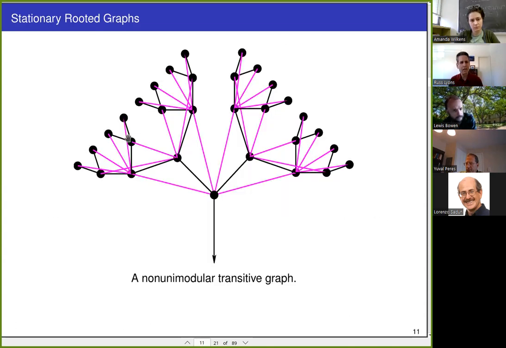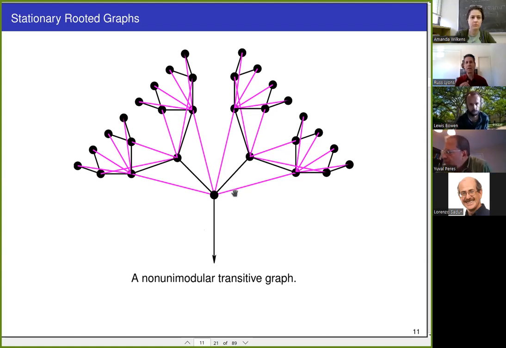Let me just give you an example. I was showing you some examples at the beginning of quasi-transitive graphs with two classes of vertices. Here I'm going to give you an example of a transitive graph, with only one class of vertices, which is not unimodular. We take in black the three regular tree, and then we fix some direction to infinity, indicated by this arrow going down. Having fixed this direction to infinity, every vertex has two black children and one black parent.